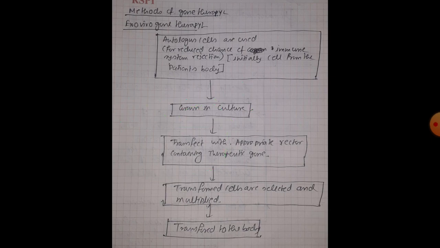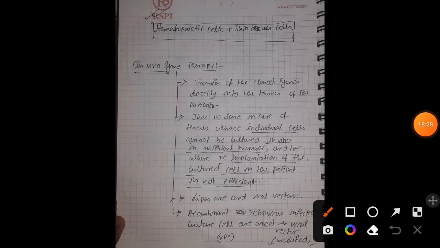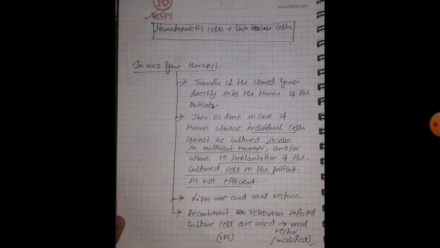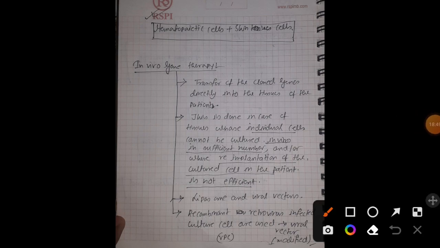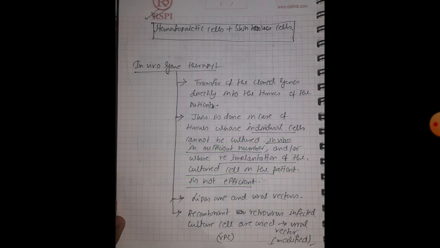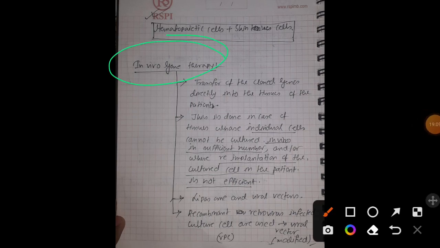Under such circumstances we will use in vivo gene therapy, where we directly transfer our cloned genes into the tissue of the patient. We mostly do this in the case of tissues from where we cannot isolate the cells, or if we somehow do, then we cannot culture them in sufficient number. And even if we somehow succeed in that, implantation of the cultured cells into the patient is not a joke. So under such circumstances we use in vivo gene therapy, where we transfer the gene of interest, that is the cloned gene, directly into the tissues of the diseased cells. The two main vectors we use here are liposome-mediated gene delivery and viral vectors.